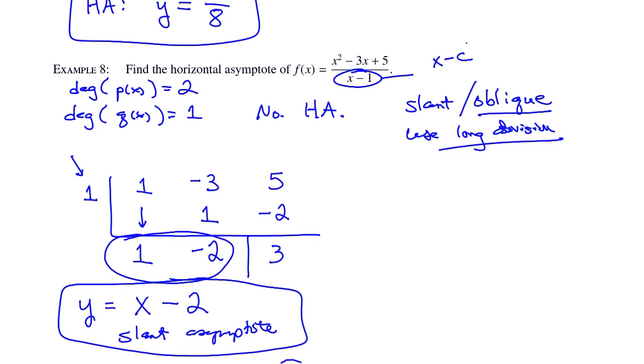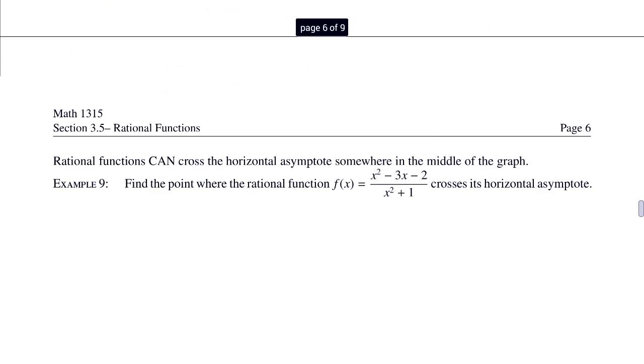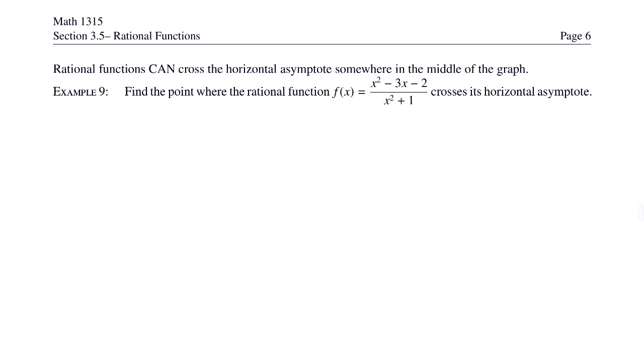Let's look at example 9. Rational functions can cross the horizontal asymptote somewhere in the middle of the graph. Find the point where the rational function f of x equals x squared minus 3x minus 2 over x squared plus 1 crosses its horizontal asymptote.